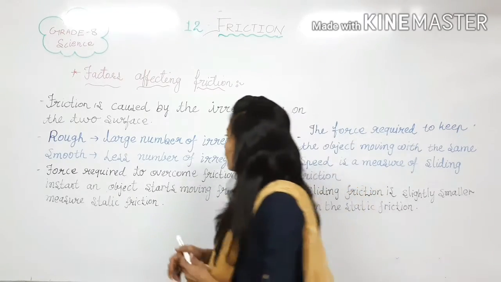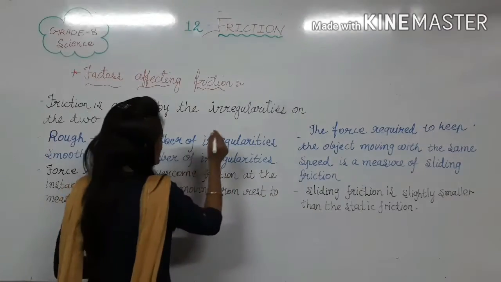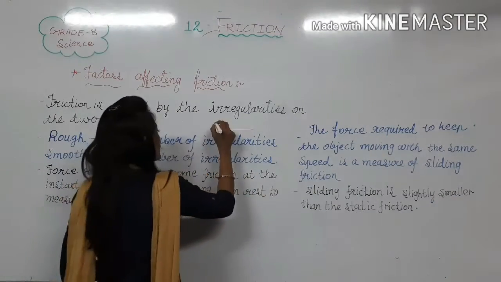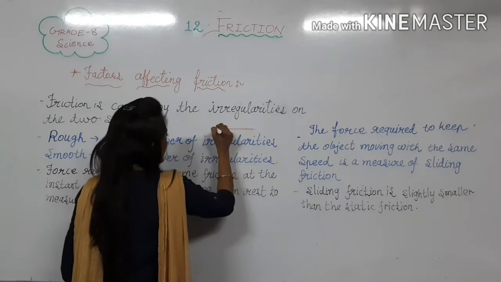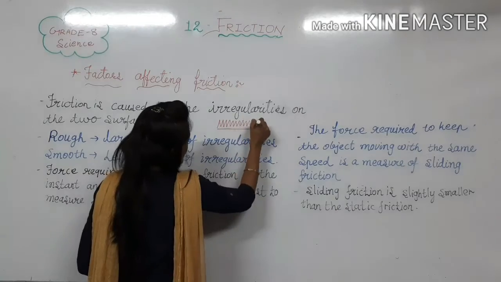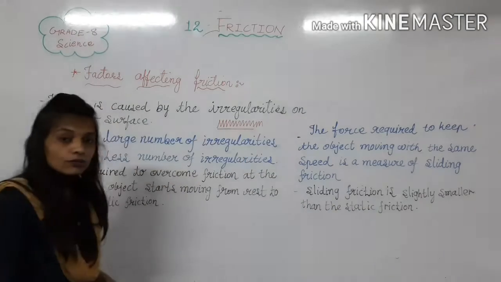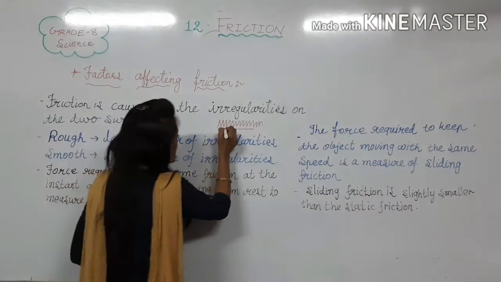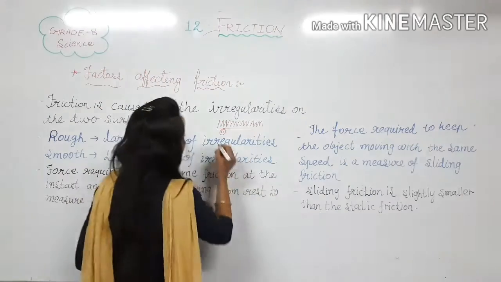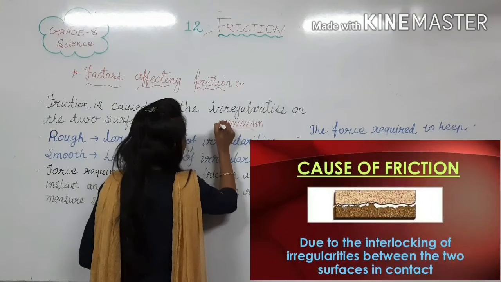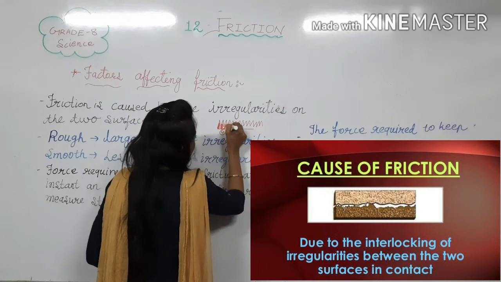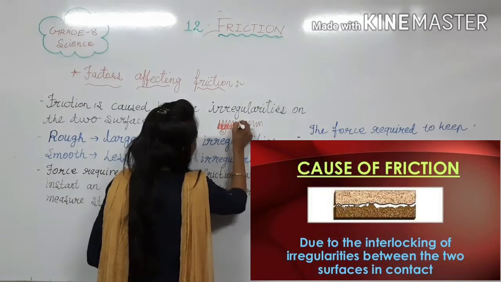It will be fixed up. So how can we conclude this one? See, if it is a rough surface, this is the object and the surface is rough, and these are the irregularities of the rough surface. When this object comes into contact with the rough surface, it will be fixed over here. It will be fixed over here. For this I had given the example of a locking key.